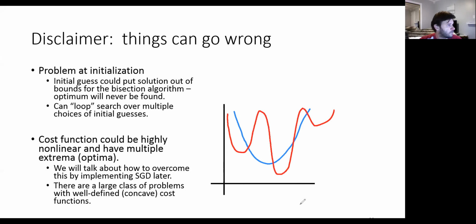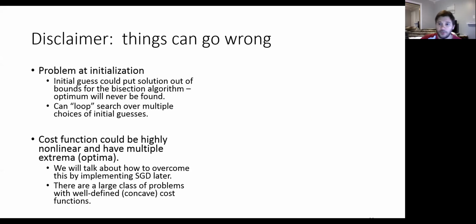And the question is, well, if that happens, how do we know which optimum we are finding, right? We might find a local minimum that's not a global minimum. And there are ways around this problem. We'll talk about how we can overcome this by implementing the stochastic gradient descent algorithm in a later segment. But there are a large class of problems that do have these well-defined concave up cost functions, as we've described. So this is a problem that you could deal with. You could have a highly nonlinear cost function.